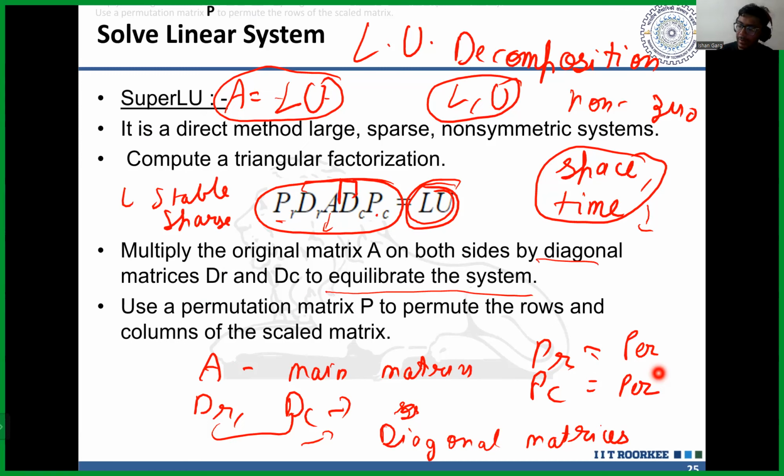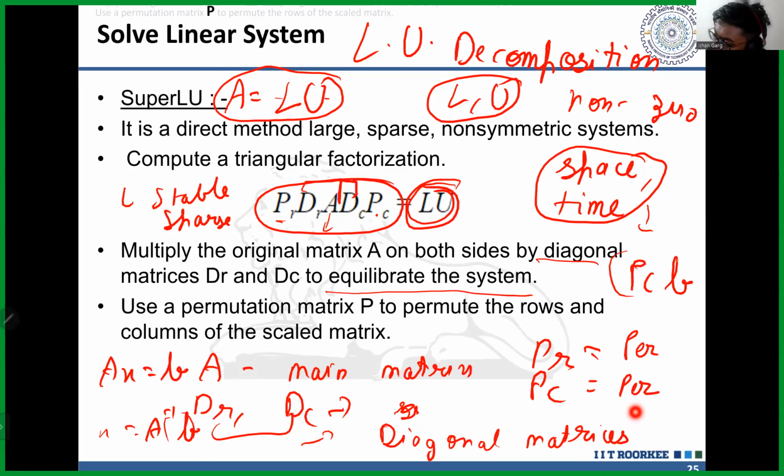Then what we can do is just take the inverse. If the system is AX equal to B, then what we want is A inverse. It will be B, then PC, then DC, then U inverse, then L inverse, then DR, and then PR. In this way, we can get our X and simply solve our system. So this was our SuperLU, or we can say supernodal LU method, for solving a linear system.